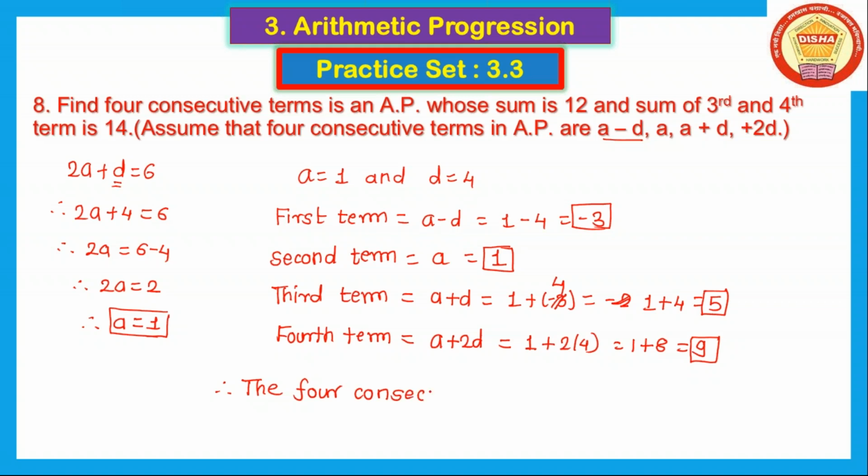The 4 consecutive terms are, which are these? Negative 3, 1, 5 and 9.